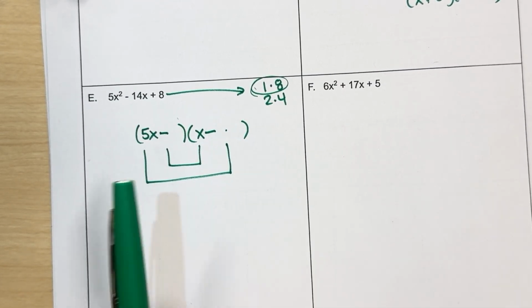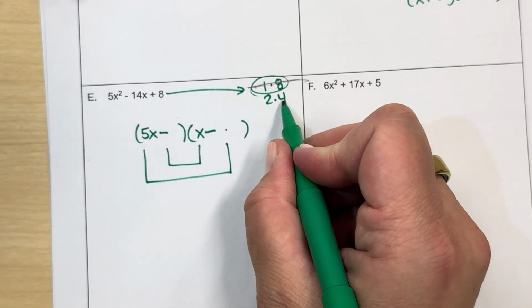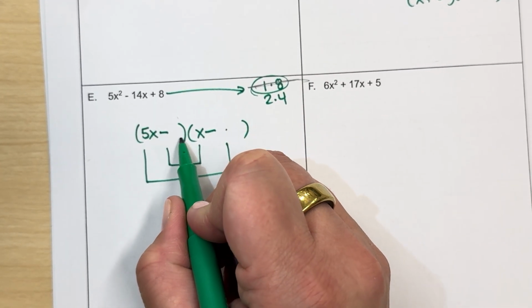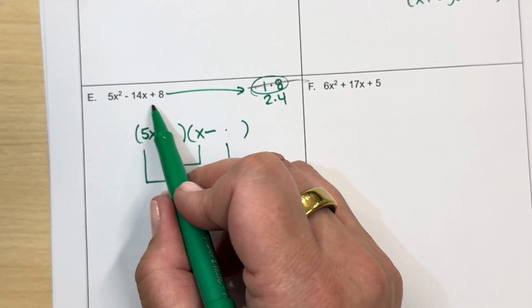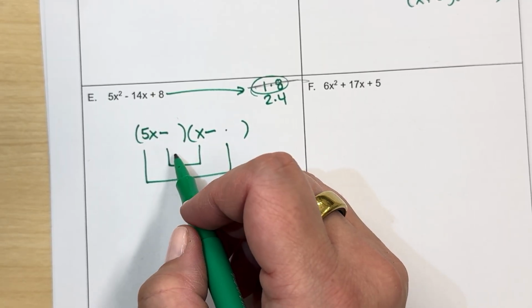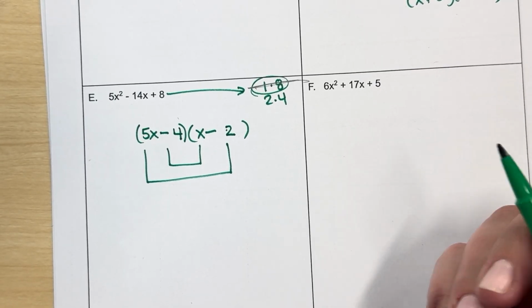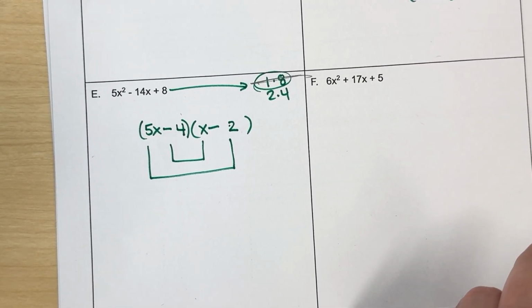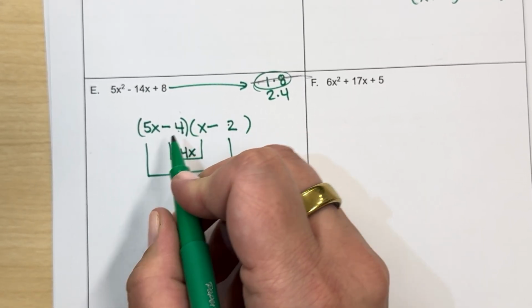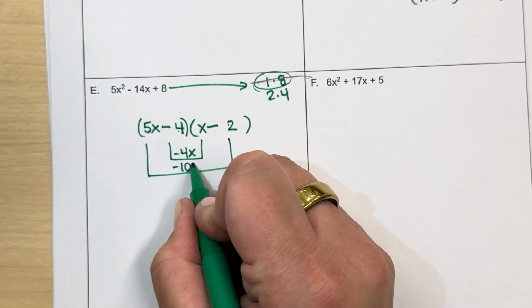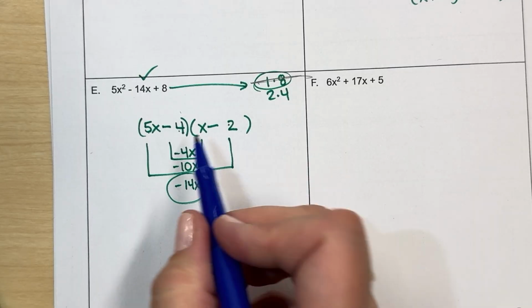Neither of those seem to work, so I'm going to get rid of this for now and think that it's going to be the 2 and the 4. If I plug the 2 into the middle, I'm going to end up having a 4. 4 times 5 is 20. That's going to get me too far away. So I'm going to try to place the 4 here and the 2 here and see what happens. I probably shouldn't have done this in permanent marker because I could be wrong. But 4 times x is negative 4x. 5x times negative 2 is negative 10x. Together, those do make the middle term. So this is the correct answer, and I'm good to go.